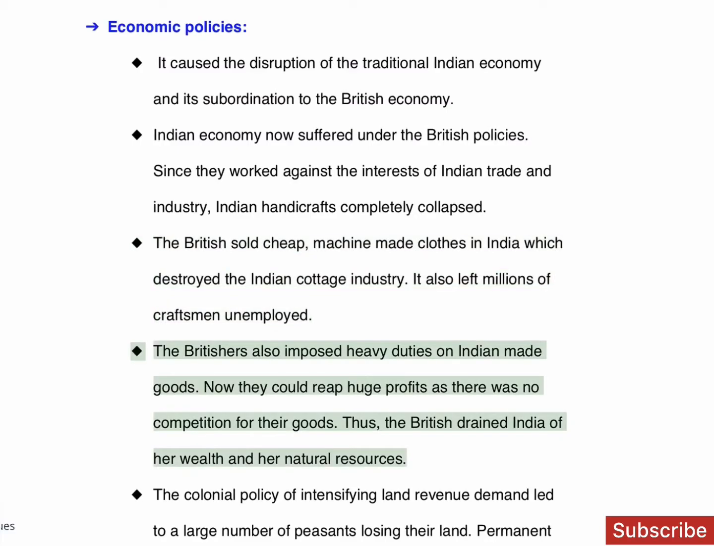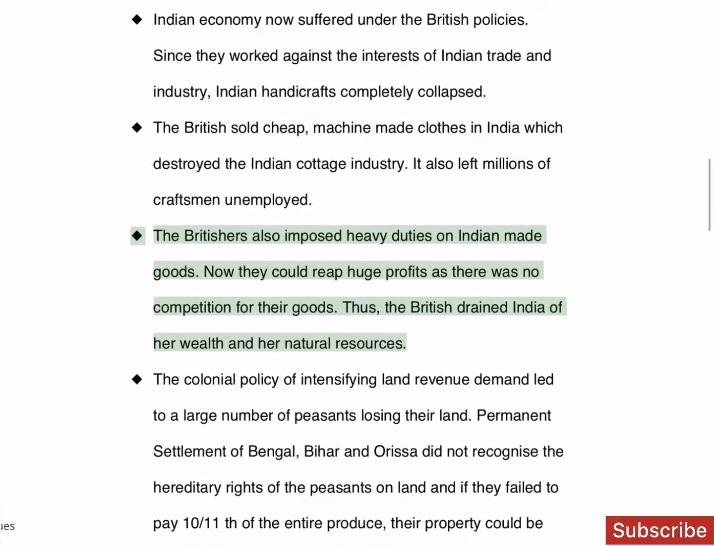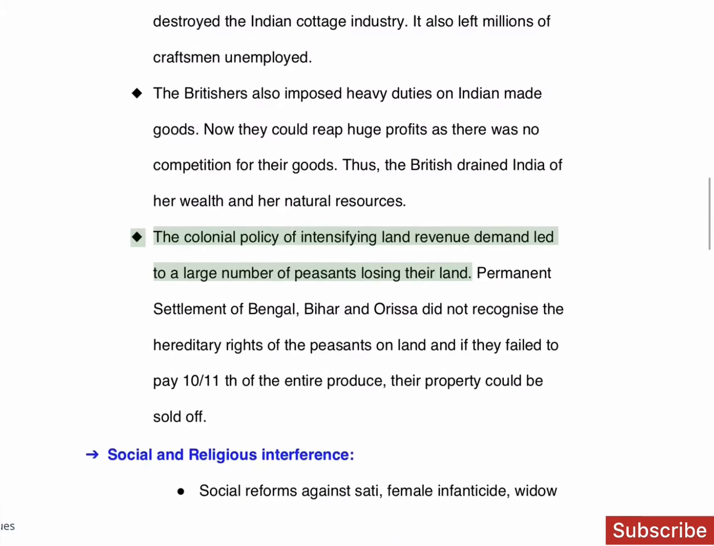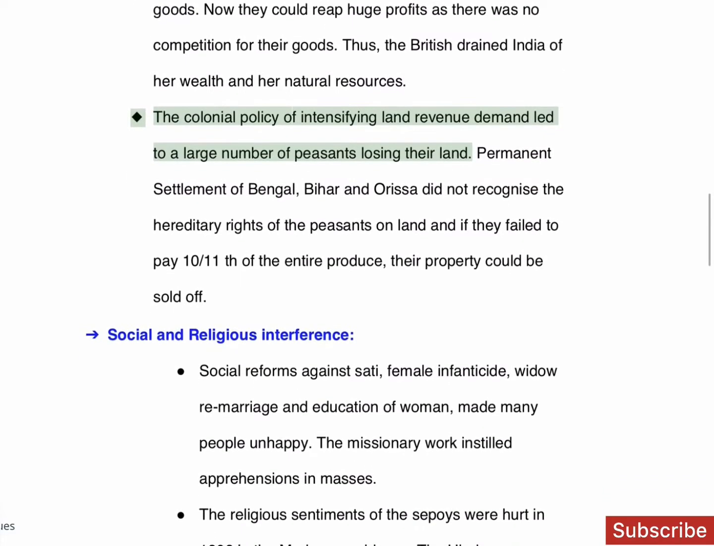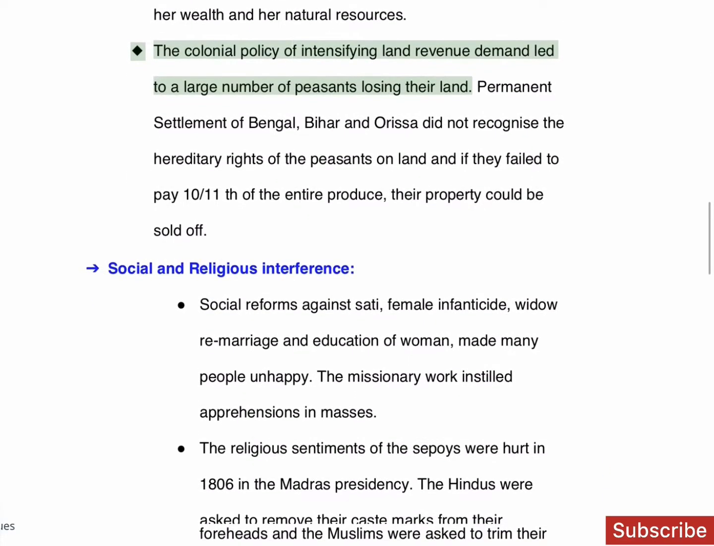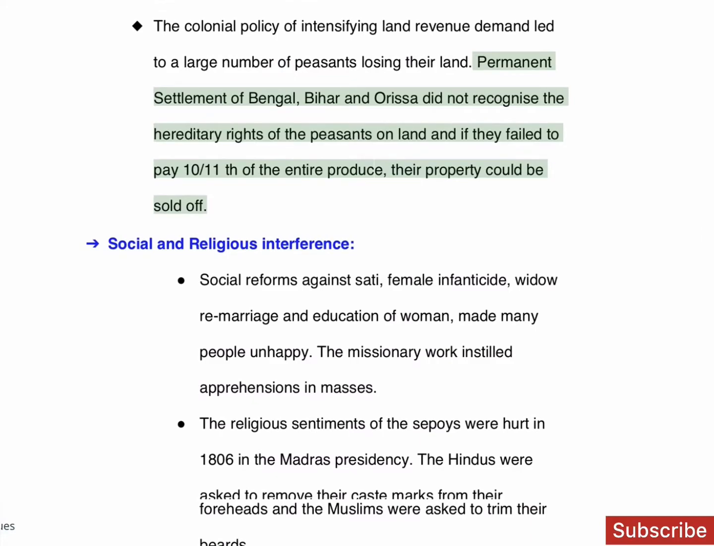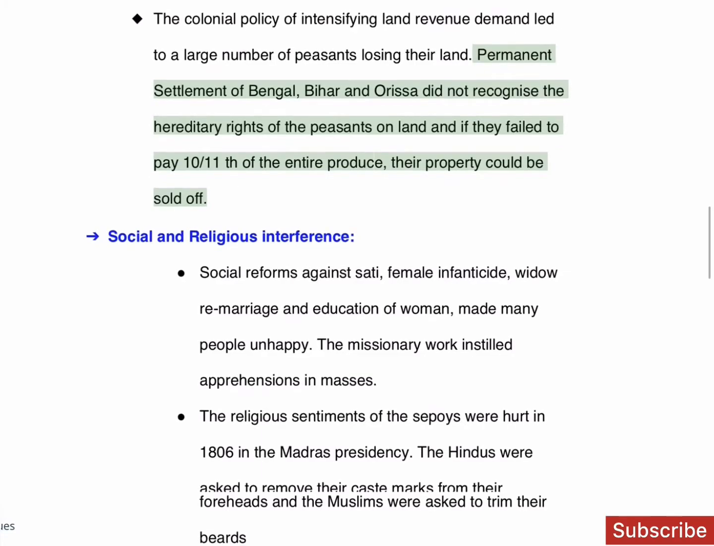The British also imposed heavy duties on Indian-made goods. Now they could reap huge profits as there was no competition for their goods. Thus, the British drained India of her wealth and her natural resources. The colonial policy of intensifying land revenue demand led to a large number of peasants losing their land. Permanent Settlement of Bengal, Bihar and Orissa did not recognize the hereditary rights of the peasants on land, and if they failed to pay 10/11th of the entire produce, their property could be sold off.